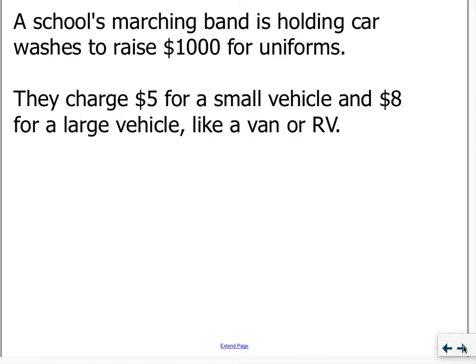So we have a school's marching band. They want to raise $1,000 to buy uniforms. They're going to have a car wash, $5 for a small vehicle, and $8 for a large vehicle, like a van or an RV. So let's talk about how we can define some variables and then write an equation for that.